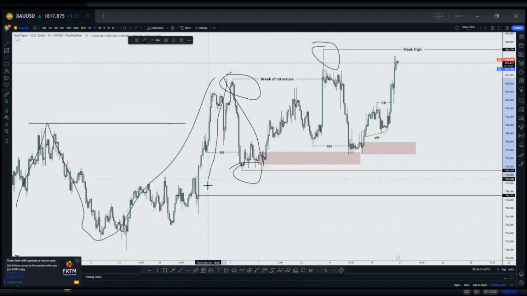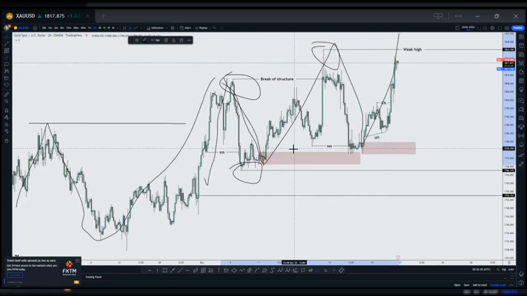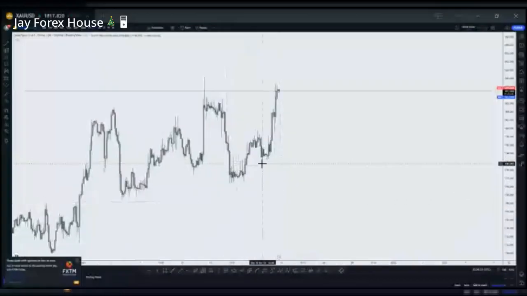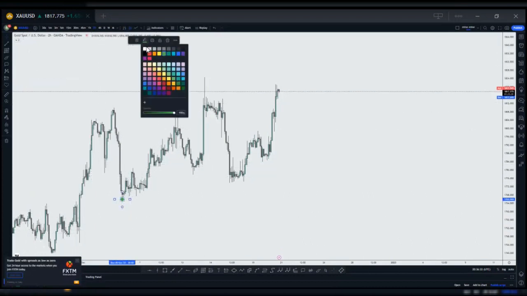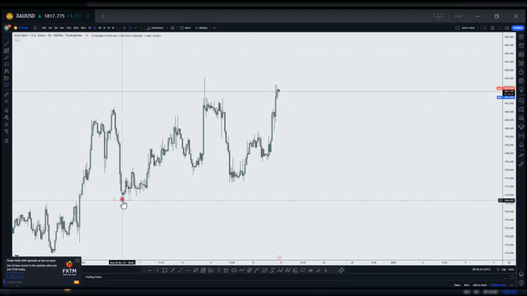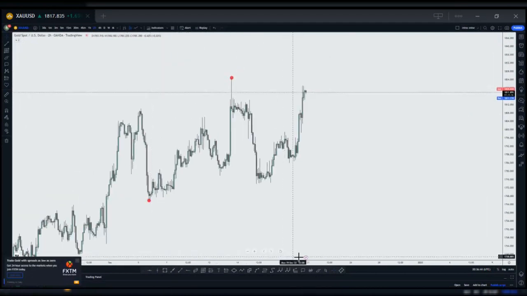So we have this, and this guy never broke any structure. So we're expecting him to mitigate something within this range, from this low to this high. And within this range, where is the liquidity? We have the range as this.